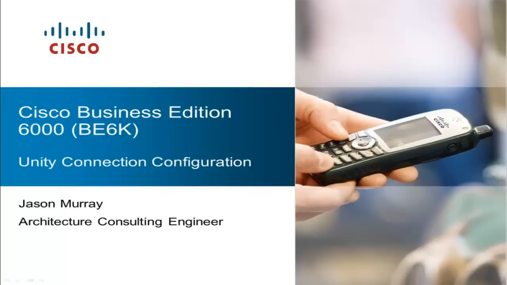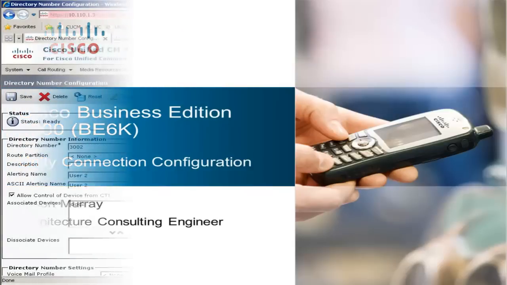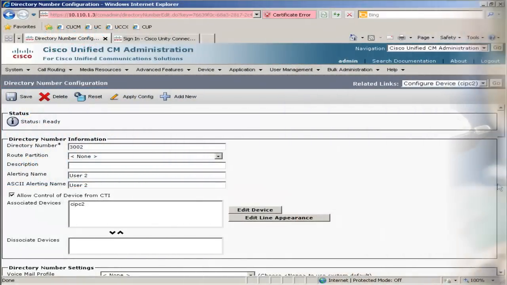Hello, this video is one part in a series of videos that will walk through the setup of Business Edition 6000 or BE6K. In this walkthrough, I will go through setting up Unity Connection. So the first thing that needs to be completed before hopping on Unity Connection to configure it is to configure Communications Manager using the voicemail port wizard.